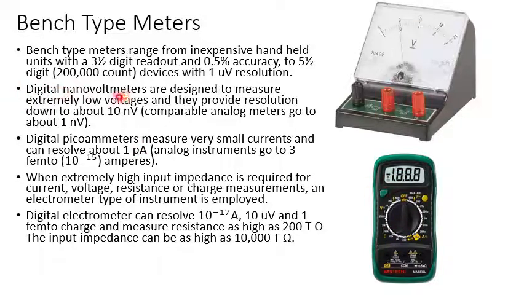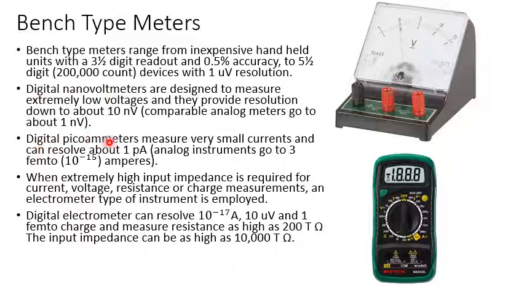Then digital nanovoltmeters are also there, designed to measure extremely low voltages, and they provide resolution down to 10 nanovolts. What do you mean by resolution of 10 nanovolts? If there is a change of 10 nanovolts in your reading, then that will be displayed. Nano means 10 raised to minus 9, so a small change of 10 into 10 raised to minus 9 will be observable on the meter. That is called a digital nanovoltmeter.